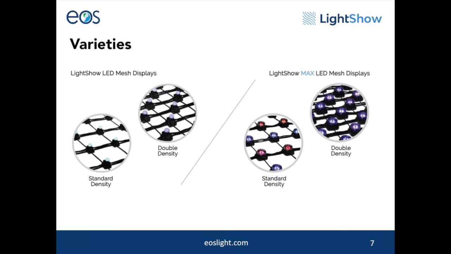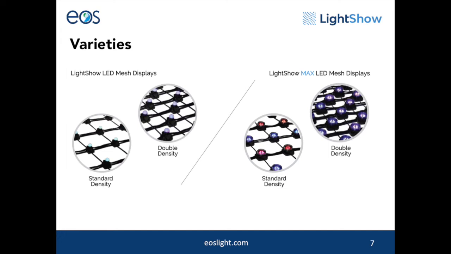Both the LightShow and LightShow Max panels are available in two varieties for any one specified resolution: standard density and double density. A standard density panel utilizes a square grid pattern where LEDs are located on one unit centers horizontally and vertically. A double density pattern utilizes a diagonal or diamond pattern where LEDs are located every 1/2 unit up or down and 1/2 unit left or right. This diamond pattern effectively doubles the density of the LEDs without changing the LED specification.